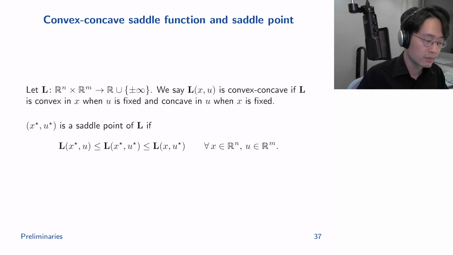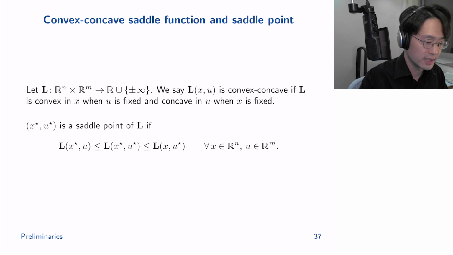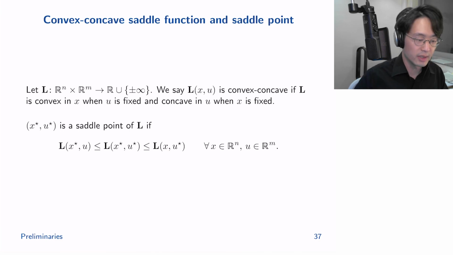We say x star comma u star is a saddle point of the saddle function L if it represents a Nash equilibrium. More specifically, unilaterally changing the value of u will decrease or at least not increase the saddle value, and unilaterally changing the x vector will increase or at least not decrease the saddle value.